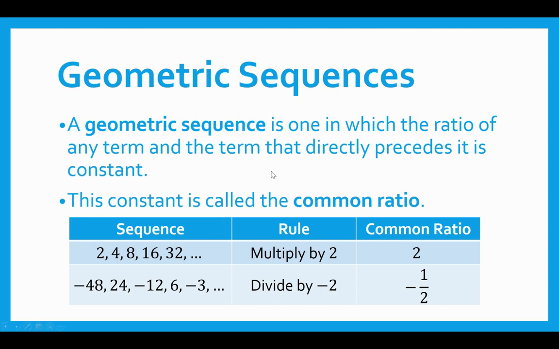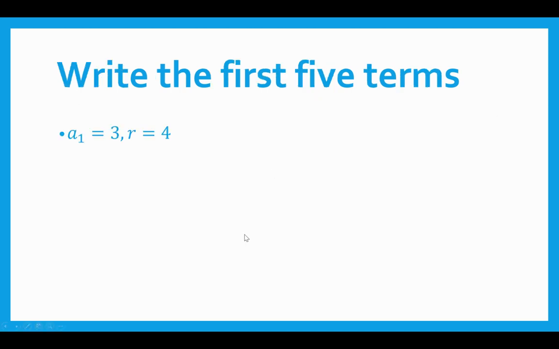All right, let's see a couple examples of this. First 5 terms. Here's a series, and the ratio is 4. So I'm going to start with a1, which is the number 3, and then I just multiply by 4. So 3 times 4 is 12. 12 times 4 is 48. 48 times 4 is 192. 192 times 4 is 768. Bada boom, bada bing.